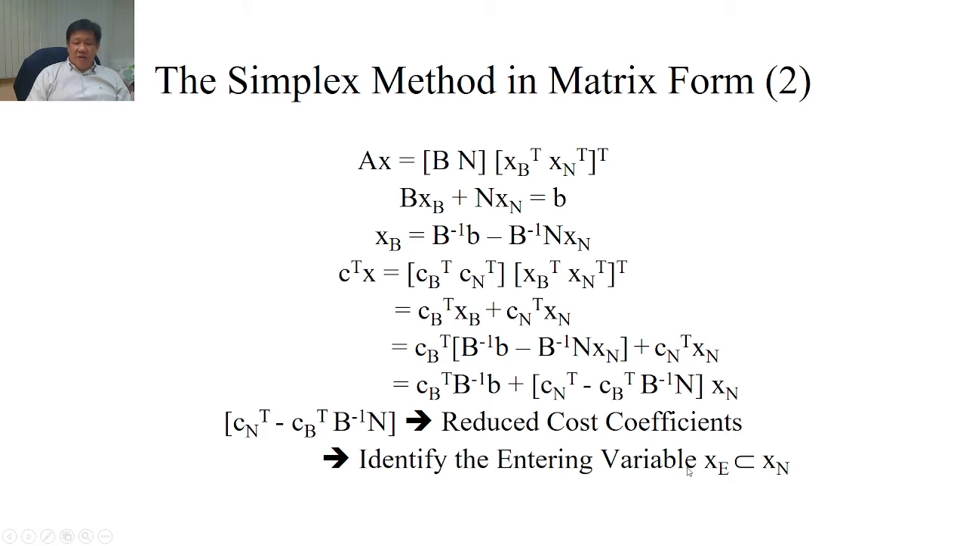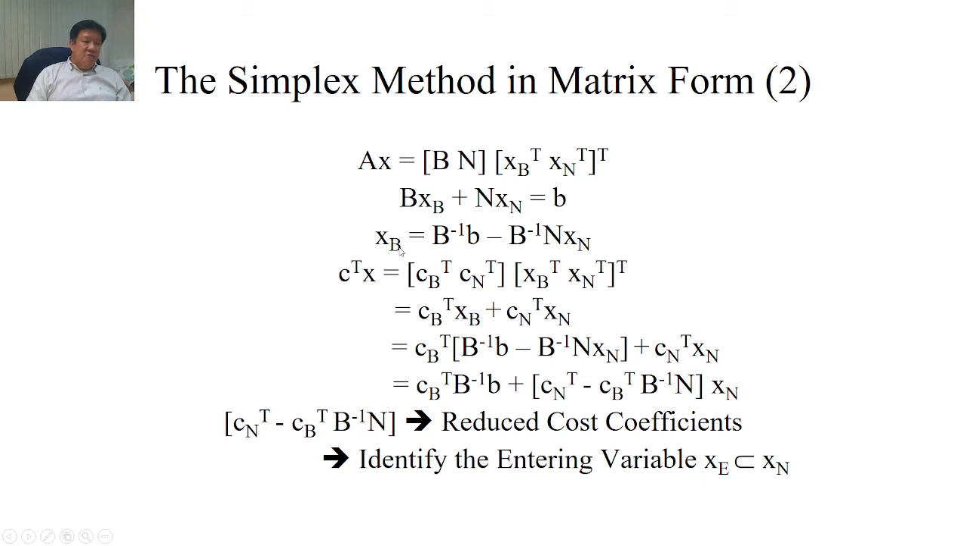Why do you call this the entering variable? Because you want to move this non-basic variable into x sub B, and once you move one variable from x sub N to x sub B, you need to take one of the variables in x sub B out. You cannot have an additional variable, because x sub B can only have up to m members, because it's identified by B inverse times b.